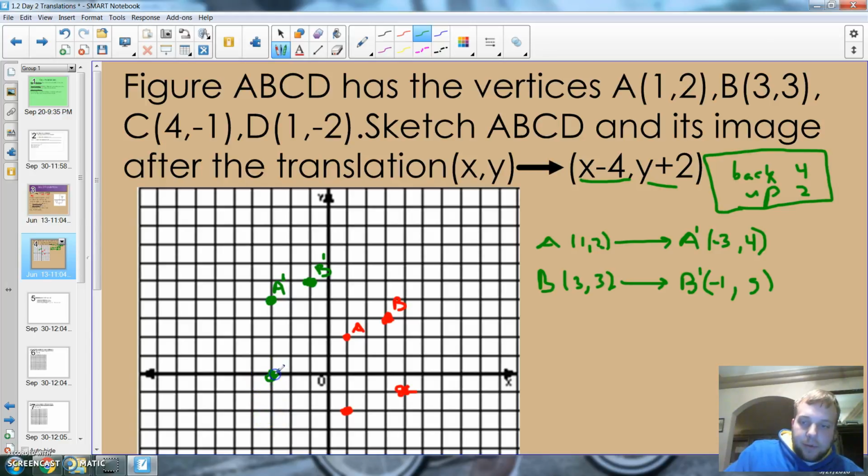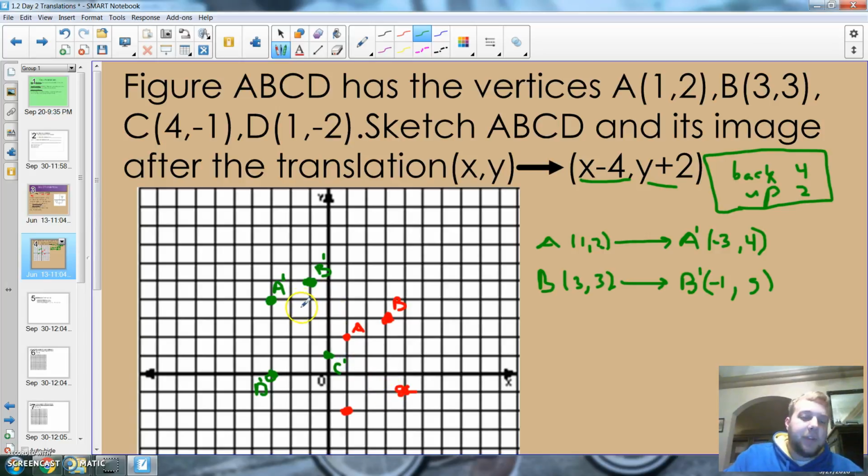And that is, I think that's D prime. I forgot to label, but I think that's D. And then this one back 4 and up 2 is right here. And that is C prime.